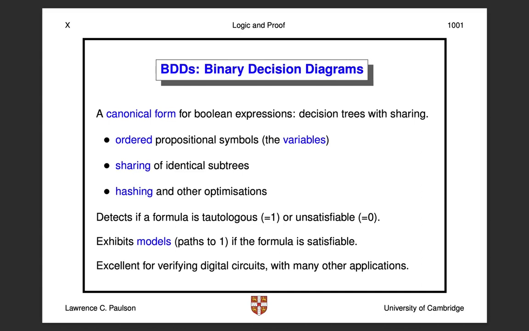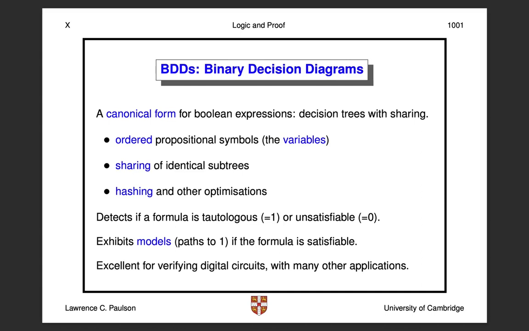Today we are looking at something quite different, something that can only be regarded as a data structure, a very efficient data structure for dealing with propositional formulas. These binary decision diagrams, or BDDs. A BDD is a canonical form for propositional logic. In general, a canonical form is a unique form.